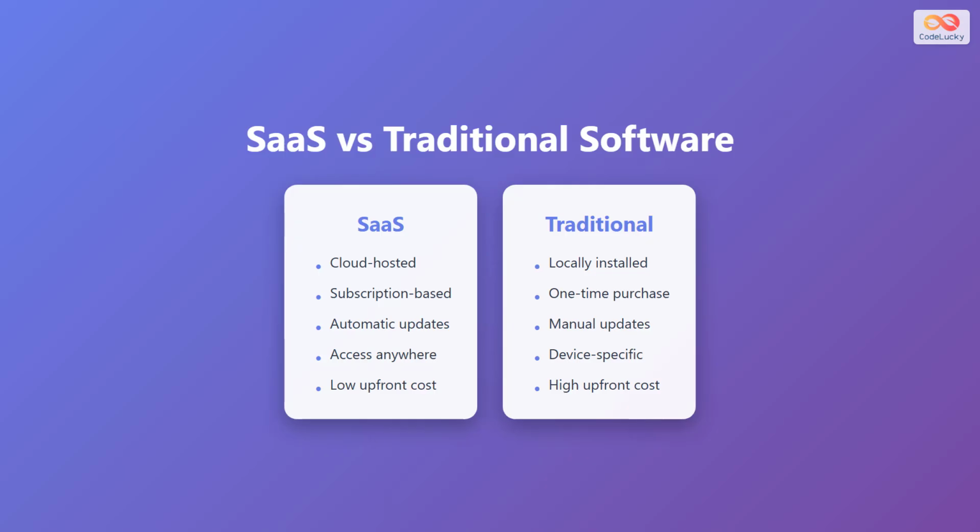Let's compare SaaS with traditional software to understand the difference. SaaS is cloud-hosted, while traditional software is locally installed on your computer. SaaS uses a subscription-based pricing model, whereas traditional software typically requires a one-time purchase. SaaS provides automatic updates without any manual intervention, but traditional software requires manual updates. You can access SaaS from anywhere with an internet connection, while traditional software is device-specific. Finally, SaaS has a low upfront cost, making it accessible to businesses of all sizes, while traditional software often requires a high upfront investment.